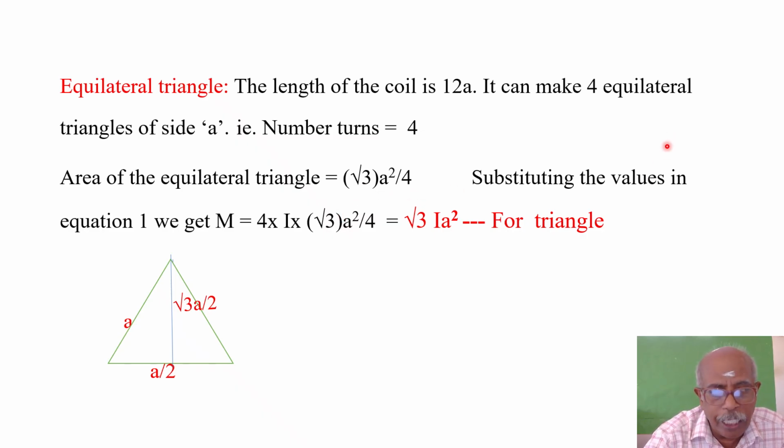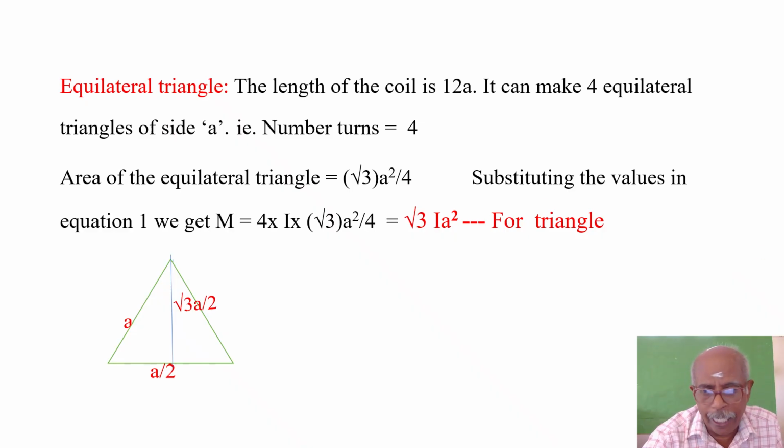So substituting the values in the equation M is equal to N I A: number of turns N is 4, I is the current through the coil, and A is the area of the equilateral triangle, root 3 a square by 4. So this 4 in the numerator and the 4 in the denominator get cancelled. It means root 3 Ia square is the magnetic dipole moment of the coil in the shape of the triangle with 4 turns.